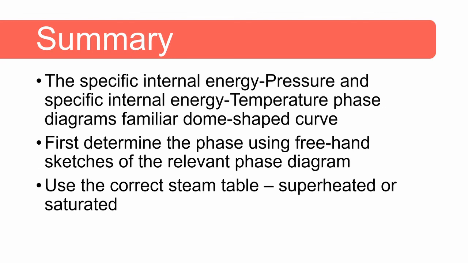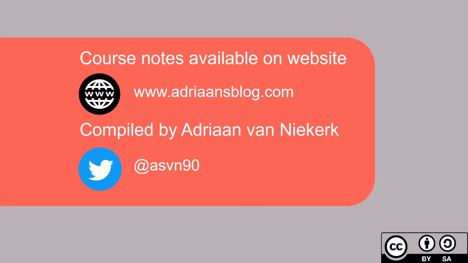So in summary, the specific internal energy pressure and specific internal energy temperature phase diagrams have the familiar dome-shaped curve. And when it comes to two-phase mixtures, we always need to determine the phase first by either using the relevant freehand sketch or steam tables. And after we've determined the phase, we can then go and use the correct steam table, either the superheated or the saturated steam tables. And that's it.